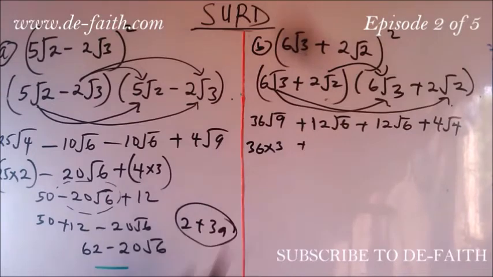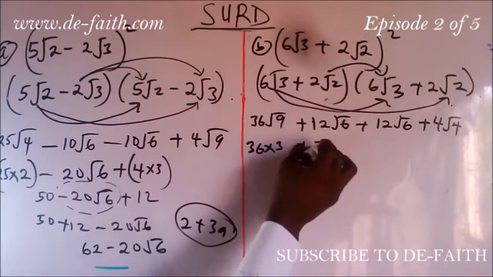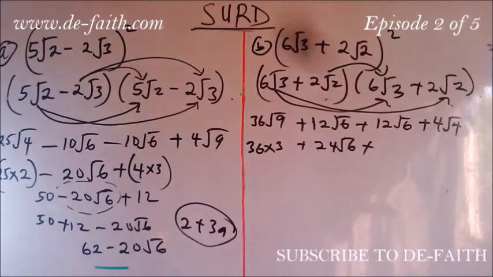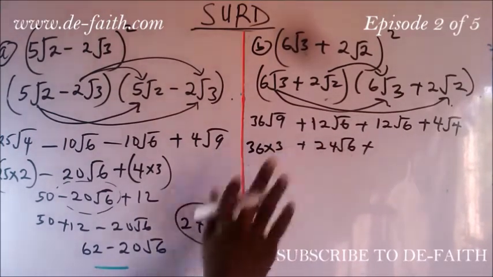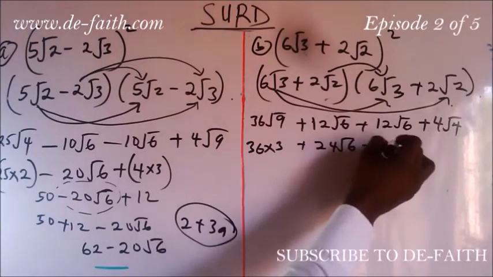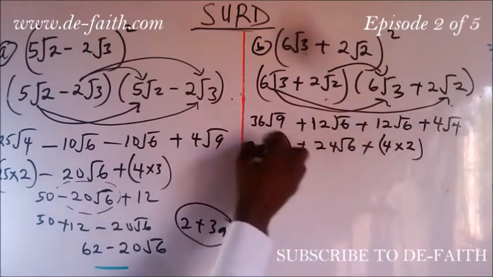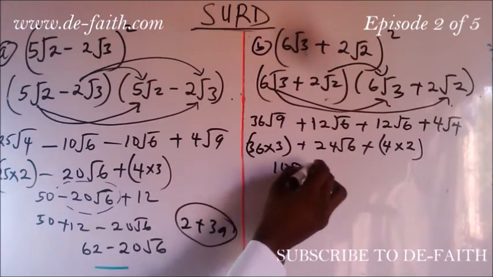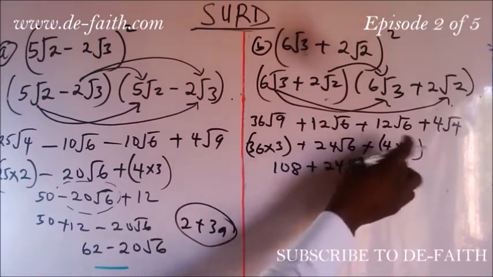And then root 6 and root 6, they are common roots. So we can add them together. 12 plus 12 is 24 root 6. So the 6 is just picked. One is picked. It's not that the root 6 and root 6 are added to give root 12. No, we just have it as root 6. And then we have 4 times root 4 is 2. Okay, so we have 36 times 3. That gives 108. And then plus 24 root 6 plus 4 times 2 is 8.